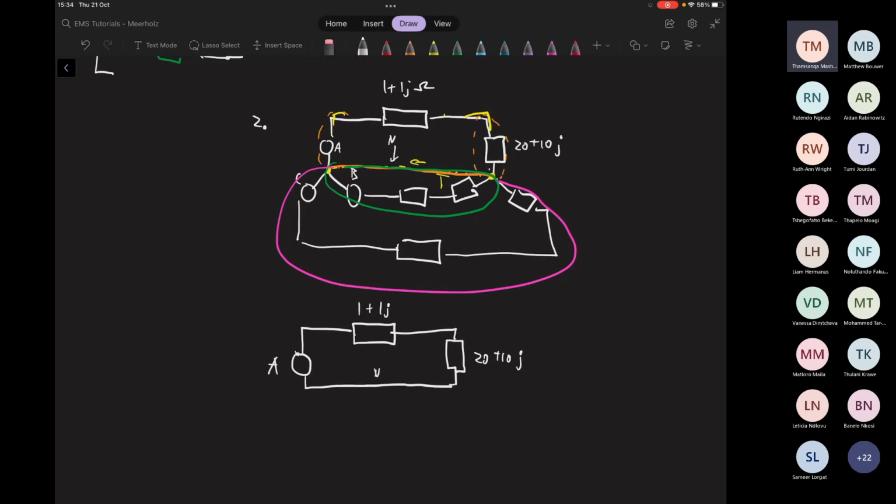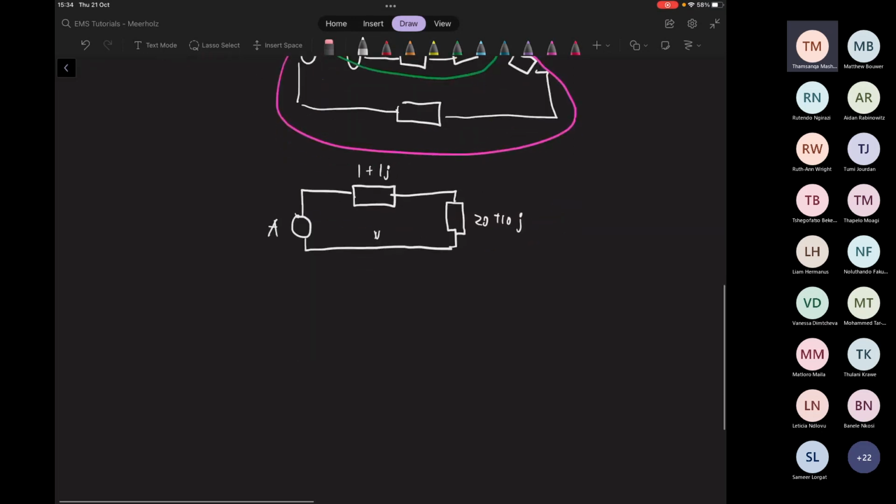Someone's mic is unmuted, but I can't quite see right now. Okay.